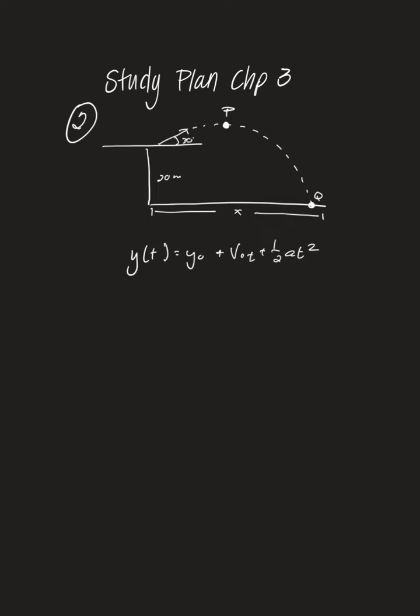Question 2. A particle is fired from the origin. Y equals 0 meters as shown in figure 3.5. So I rewrote it, 3.1. So this is 3.1.